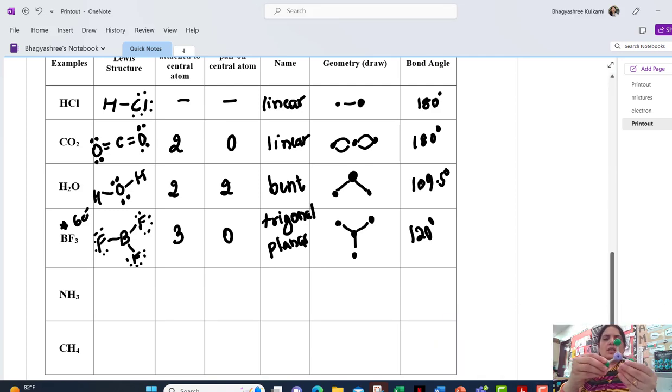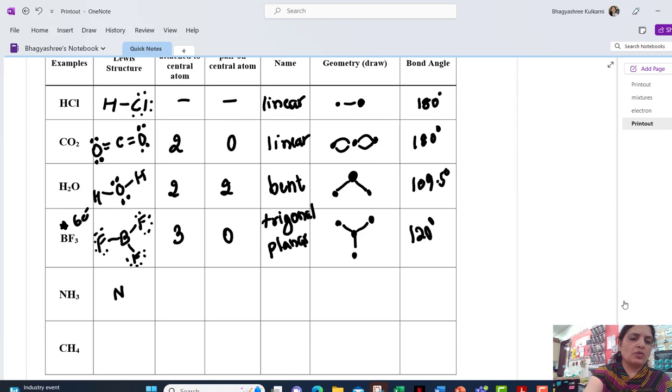So here is the molecule of BF3. Boron is in the center. There are 3 fluorine atoms attached to it, and if you see, they are in a plane. So all the bonds are in the same plane. That's why it's called planar. Trigonal is 3, and planar means it stays in the same plane. The next one is NH3, which is also called ammonia.